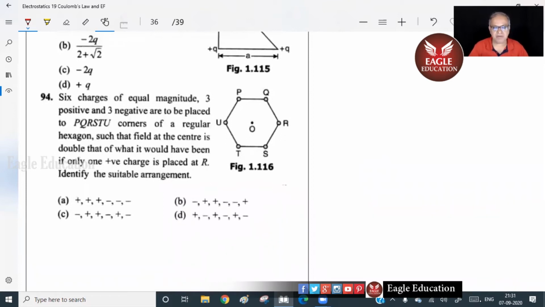94. 6 charges of equal magnitude, 3 positive and 3 negative, are to be placed at the corners P, Q, R, S, T, U of a regular hexagon, such that the field at the center is double that of what it would have been if only one positive charge is placed at R. Identify the suitable arrangement. The order is P, Q, R, S, T, U. You followed the question or not? Tell me. Yes, sir. So, how shall we go about it?